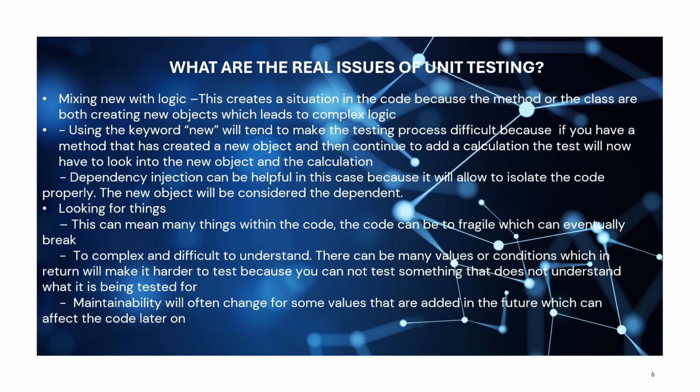What are the real issues of unit testing? Mixing new with logic. This creates a situation in the code because the method or the class are both creating new objects, which leads to complex logic. Using the keyword new will tend to make the testing process difficult because if you have a method that has created a new object and then continues to add a calculation, the test will now have to look into the new object and the calculation.